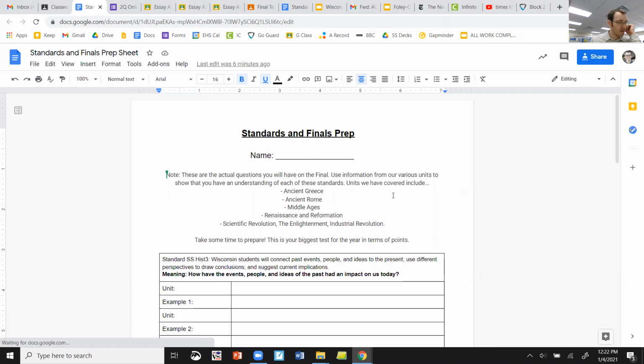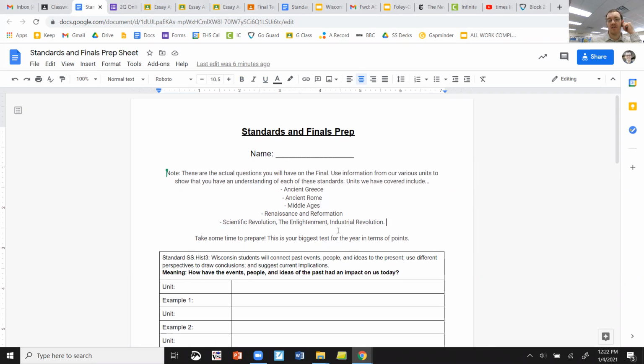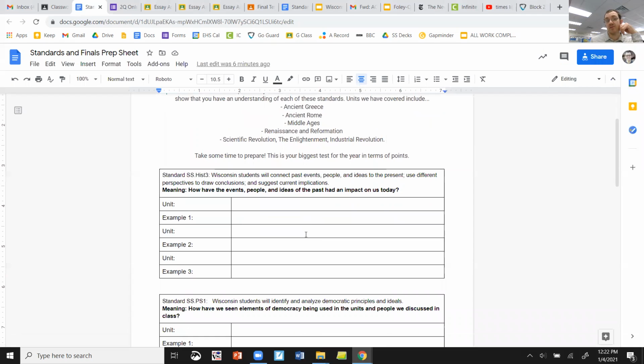Okay, so here's what we got. These are the actual questions you will find on the final. Use information from our various units to show that you have an understanding of each of these standards. Units we covered include the following. And this last one, if we haven't gotten to it yet, we will pretty soon. This is the biggest test of the year in terms of points, so make sure to take some time to prepare.